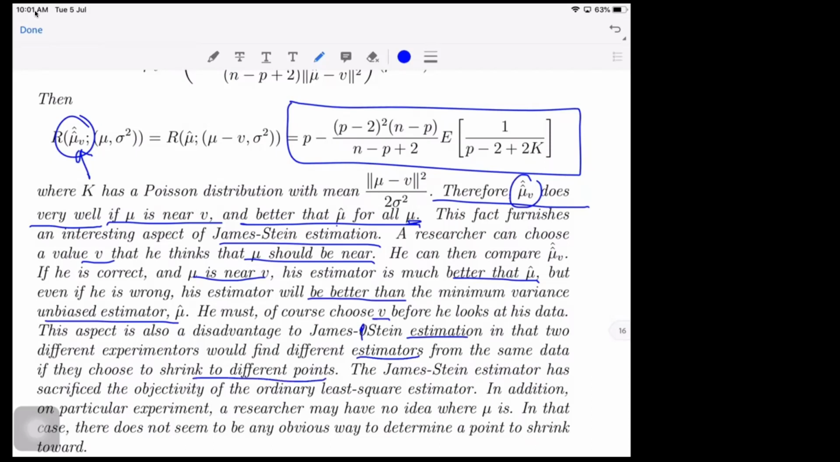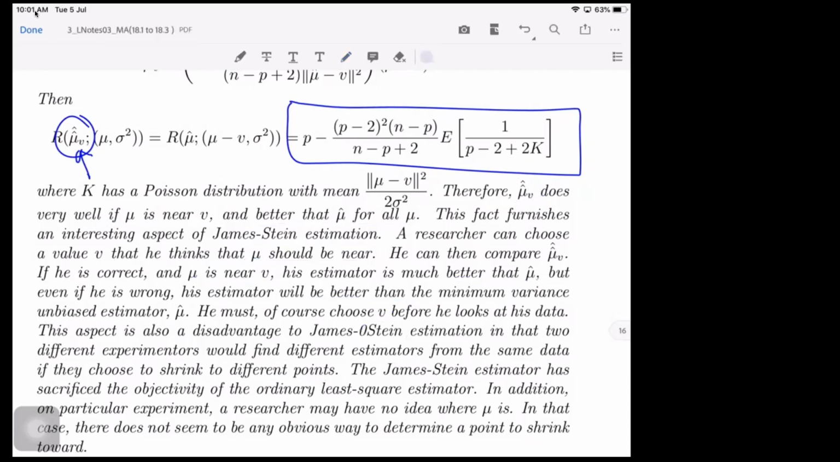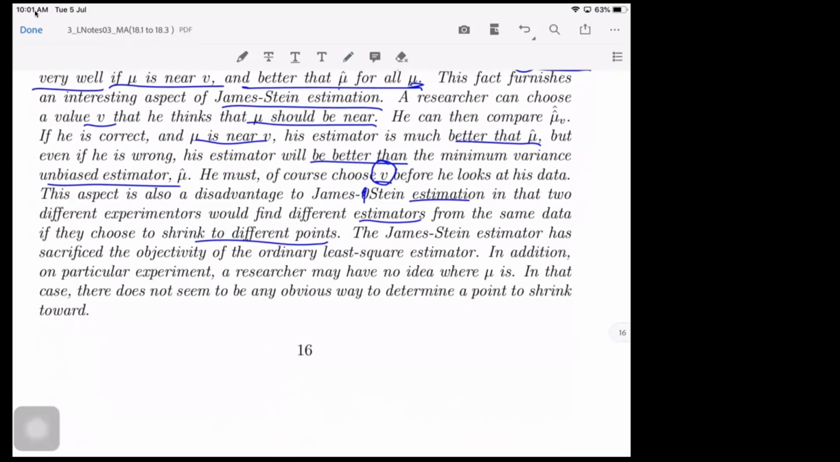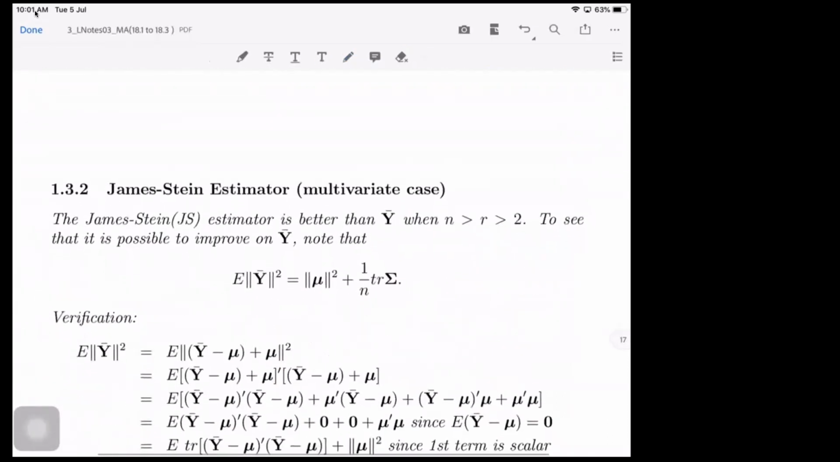So it depends on where you shrink, on V. The James-Stein estimator has sacrificed the objectivity of the ordinary least squares estimator. In addition, in a particular experiment, a researcher may have no idea where mu is. So that's the disadvantage that we see in James-Stein. In that case, there does not seem to be any obvious way to determine a point to shrink toward.